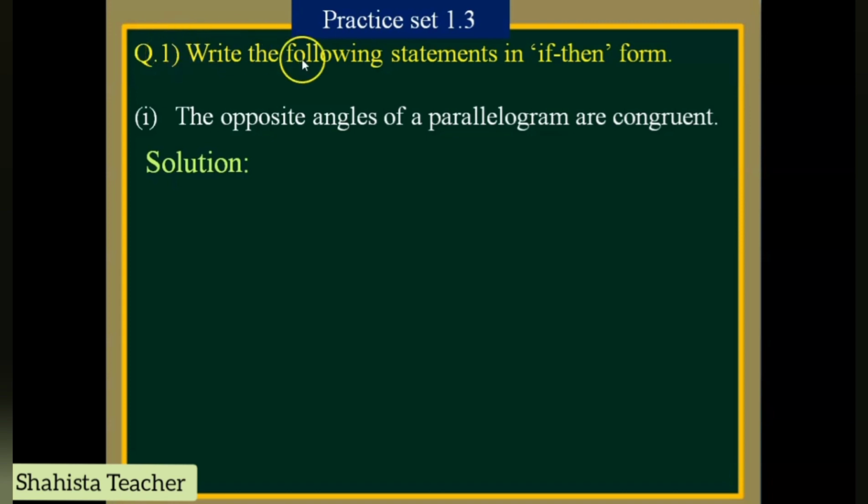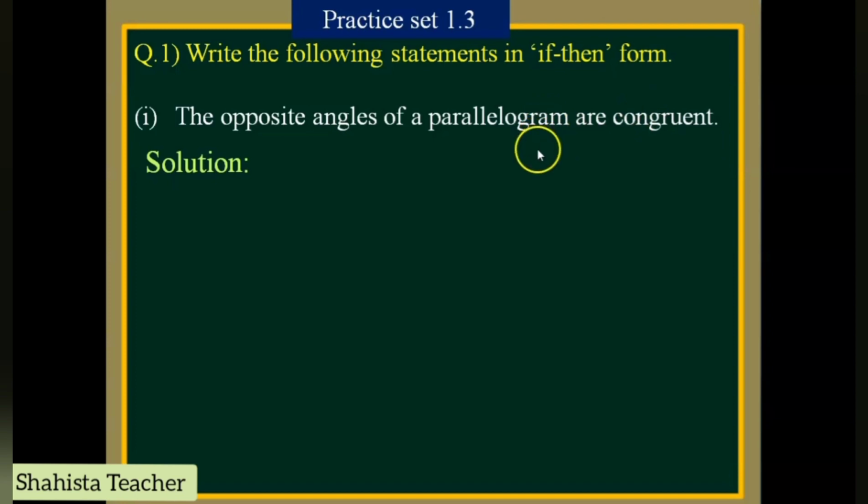Question number 1: write the following statement in if and then form. Here we have to apply the conditional statement and converse technique. Sub question 1 is: the opposite angles of a parallelogram are congruent. Now a parallelogram is a type of quadrilateral. You know that a quadrilateral has four sides and four angles; that type of shape is known as a quadrilateral. So a parallelogram is a part of a quadrilateral.